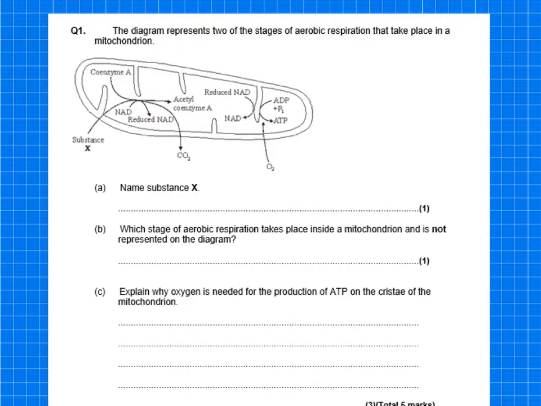So here's an exam style question, and I think I will do another video to go through the type of exam questions they can ask you. As you can see, it represents the 2 stages of aerobic respiration, and it asks you to name substance X. Well, the clue is substance X is in the cytoplasm, so basically before it goes into the link reaction, therefore it must be pyruvate.